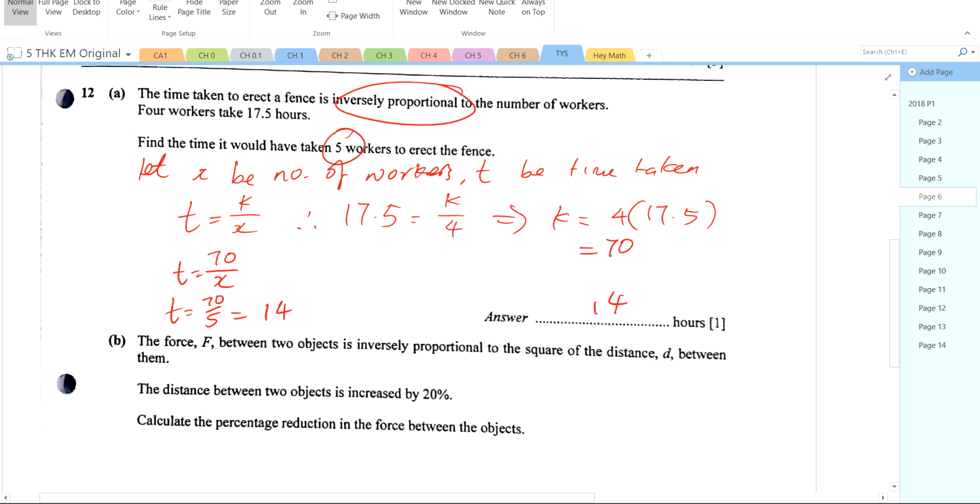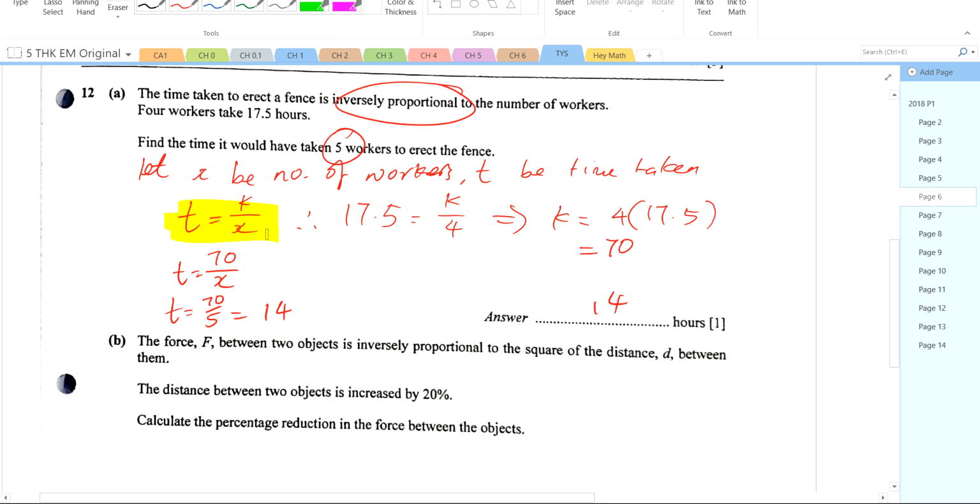Understand? So once you finish, look at the question again. Does it make sense? I've got 4 workers that take 17.5 hours. If I've got 5 workers, it should take less time, which in this case is 14. So it's fine. The key over here is to be able to write this equation, because it is inversely proportional, it's going to be T equals K over X.